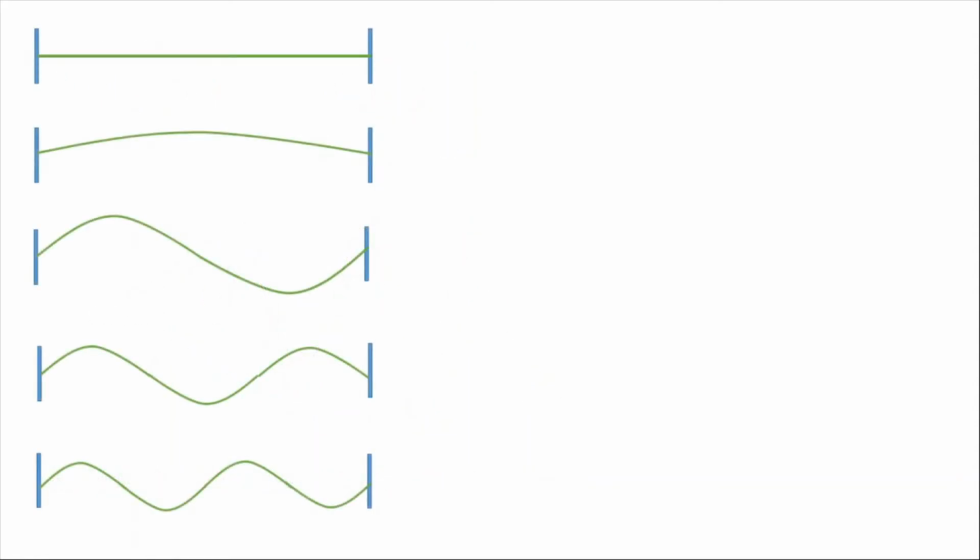So let's look at the different types of standing waves in a string. Assume we have a string between two points. Both ends are fixed, and the length of the string is L.